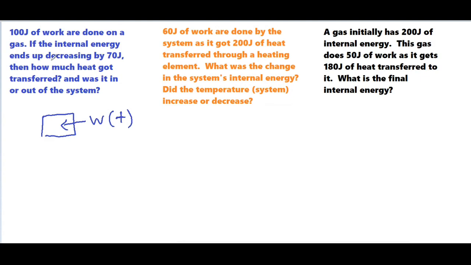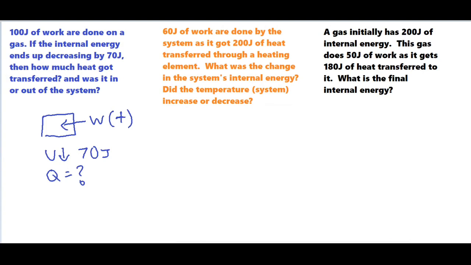If the internal energy ends up decreasing by 70, so my internal energy decreases by 70 joules, then how much heat got transferred and was it in or out of the system? So we're looking for our Q value here. A lot of the stuff mathematically is going to be very simple. It's really about understanding those basic concepts of where the energy is going and whether it's positive or negative.